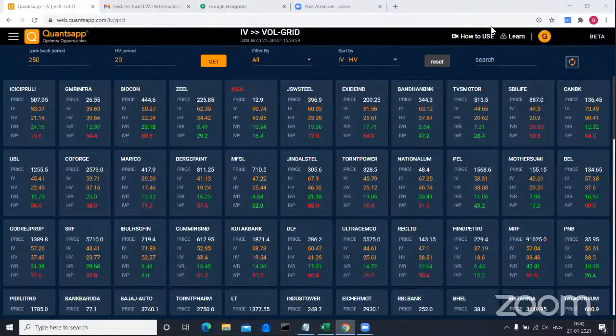So that's something on the calculation part as well. IVR is implied volatility rank. IVR tells you whether the implied volatility is high or low in a specific stock based on the past year of implied volatility.